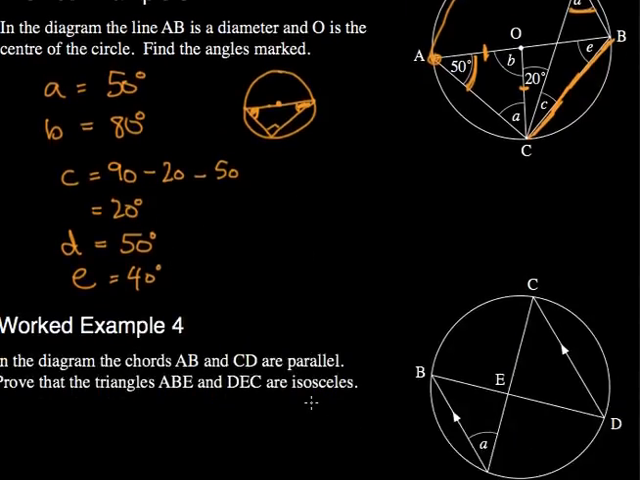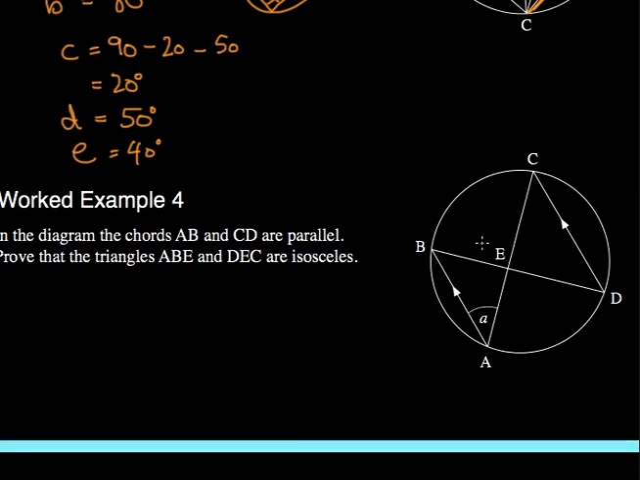Okay, now quickly working through the final example and I'll let you get on with the exercises. The chords AB and CD are parallel and that is shown with these two marks here. Prove that the triangles ABE and DEC are isosceles. So the triangle ABE is the small one here, and DEC is the larger one here. How are they both isosceles? That must mean that these two lengths are equal. And these two lengths must be equal, but they're different lengths, so I do it with the double dash.